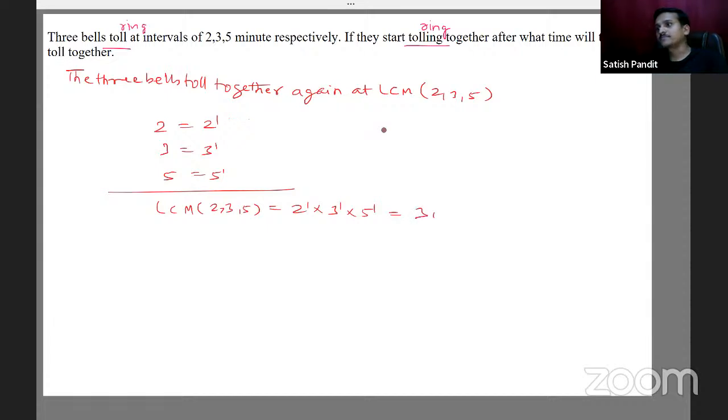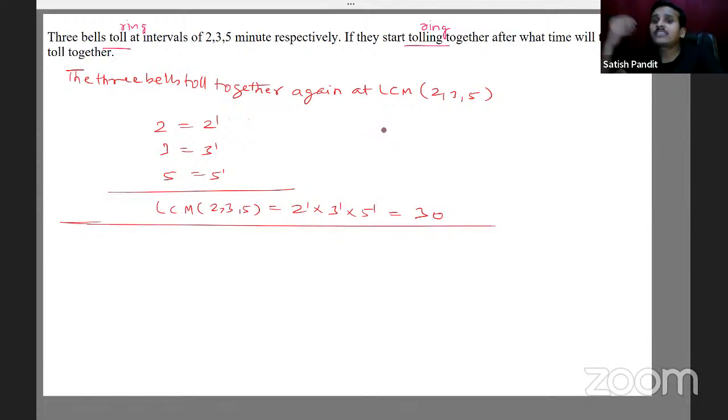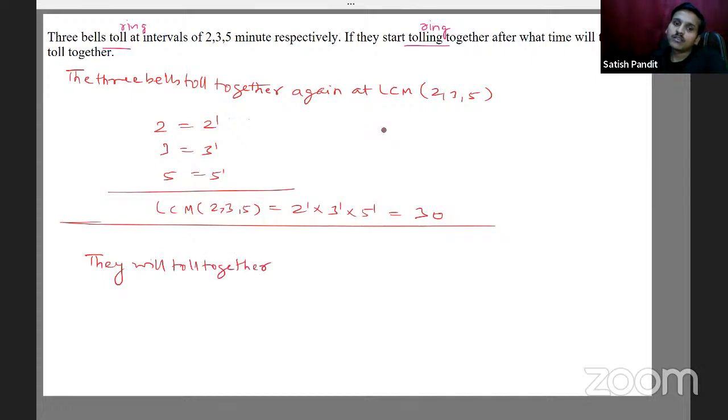2 times 3 times 5 is 30. That means they will start tolling together in 30 minutes. So if you start at some time, in 30 minutes again, they will start tolling together. Yes or no, everyone? Yes. So you write one conclusion: they will toll together again in 30 minutes.